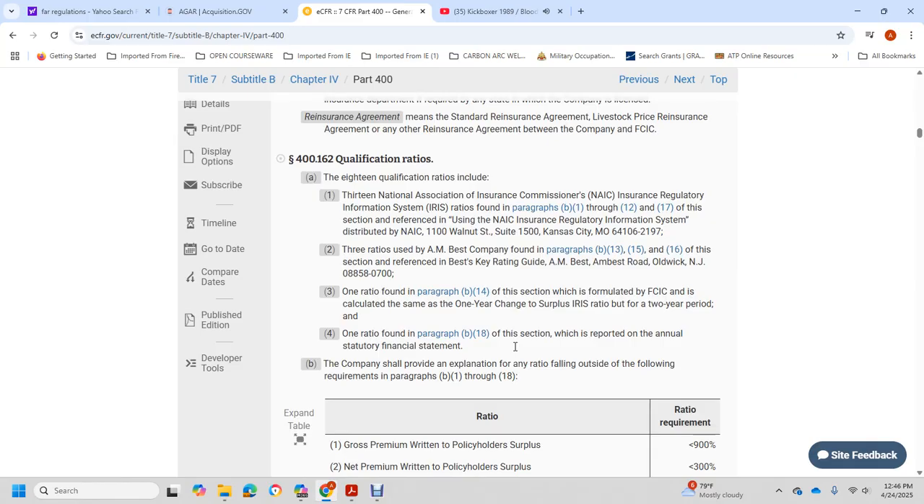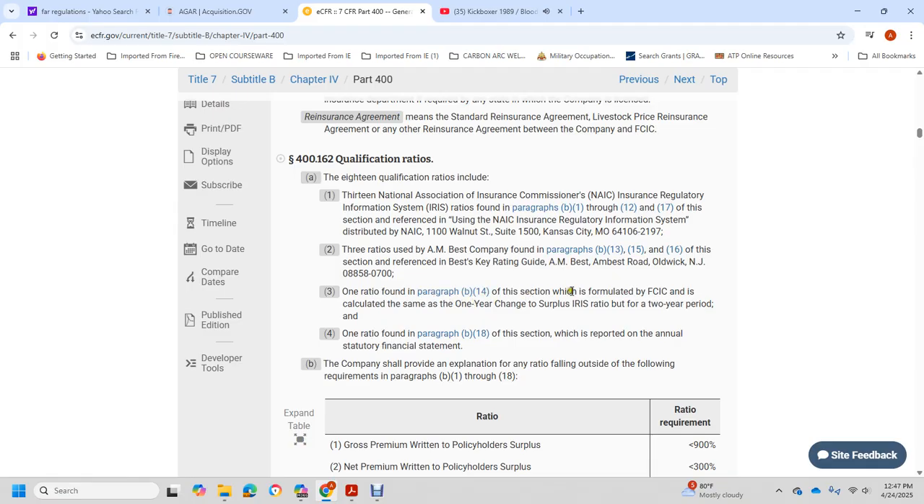Alright, 164 qualification ratio, 18 qualification ratio, 13, National Association of Insurance Commissioners Insurance Regulatory Information System ratios found in paragraphs B1 through B12 and B17, with text and reference from the NAIC, 1100 Walnut Street, Suite 1500, Kansas City, Missouri 64106-2197. Ratings for the company in paragraphs B13, B15, and B16, with section reference from the Best's Key Rating Guide, AM Best Road, Oldwick, New Jersey.